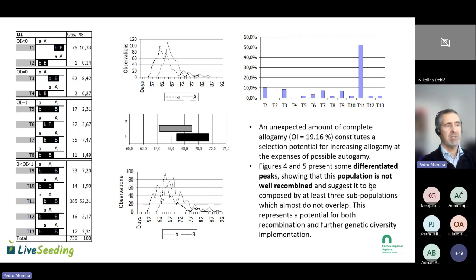And if we have more selfings, we will have less production in our populations. So it suggests it to be composed of at least three subpopulations which almost do not overlap. This represents a potential for both recombination and further genetic diversity implementation. Well, this needs to be studied more, but it indicates the importance of exploring some of the traits that could be key traits in the selection of our genetic material.